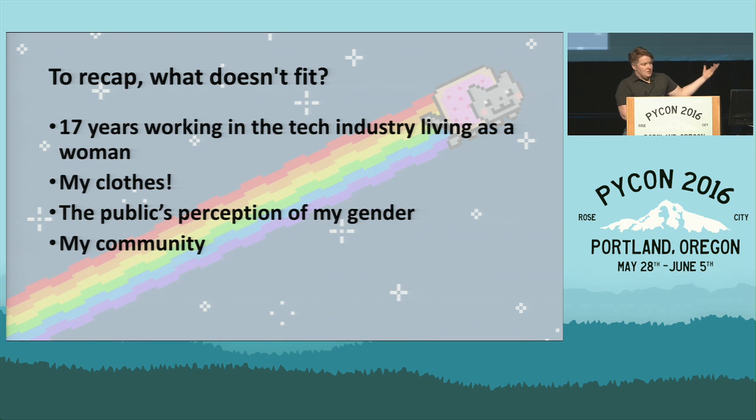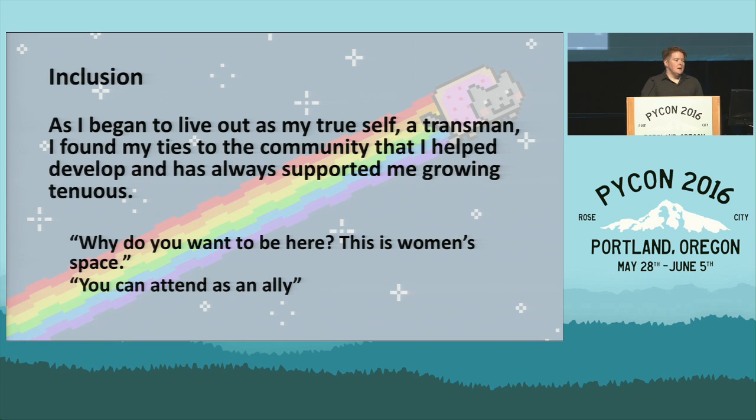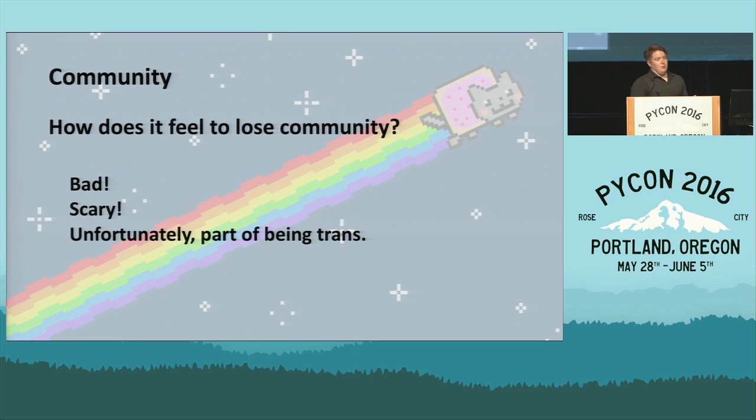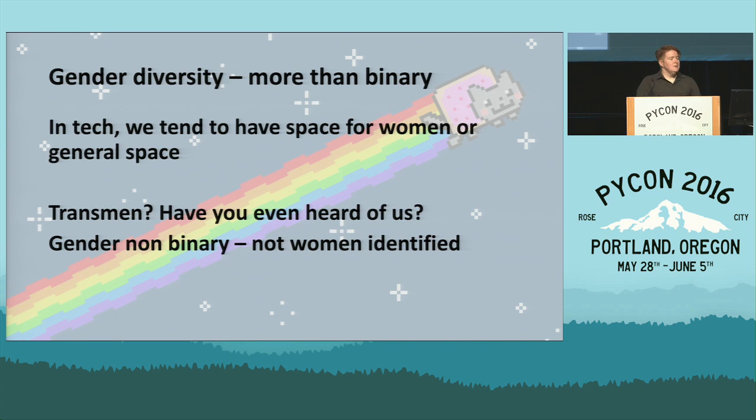I was living as a woman for the entirety of my tech career. My clothes do not fit. The public's perception of my gender doesn't fit. And my community also no longer fits. So it has become very difficult for me to interact in this community that I've been a part of as a woman in tech, because I'm a man and I'm transitioning. So it's very scary to go through this loss of community, which is really a thing that trans people deal with in general, losing community of different types.